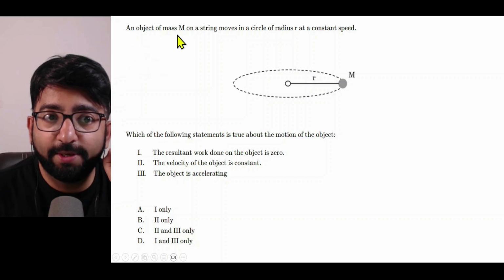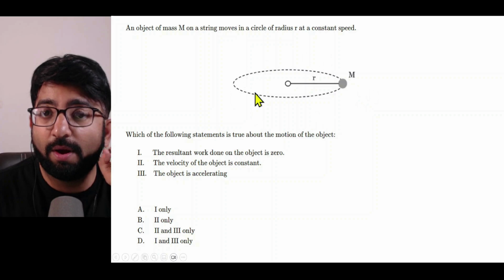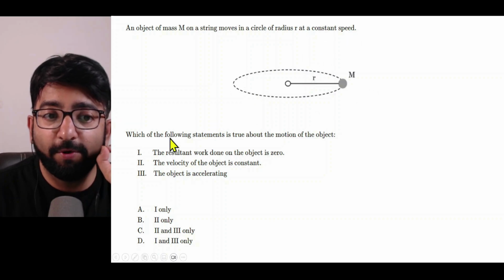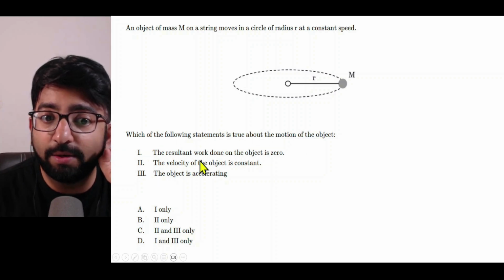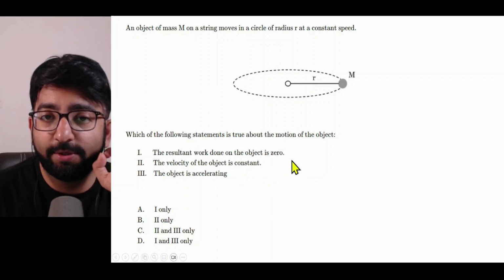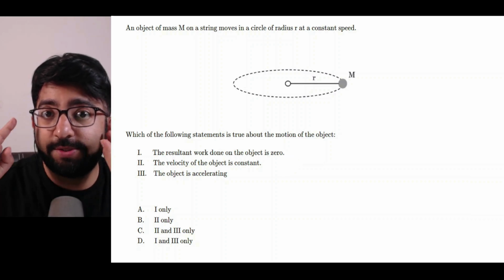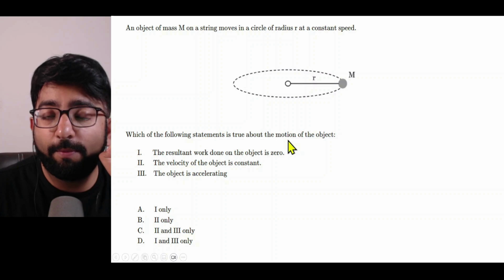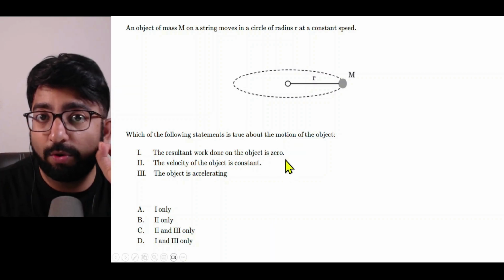Next, we have this question. An object of mass m on a string moves in a circle of radius r but at a constant speed. Which of the following statements are true about the motion? Statement 1. The resultant work done on the object is 0. This is obviously true since we just discussed that in case of uniform circular motion, the work done is always 0.